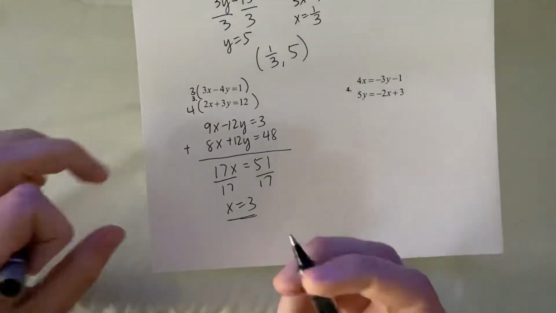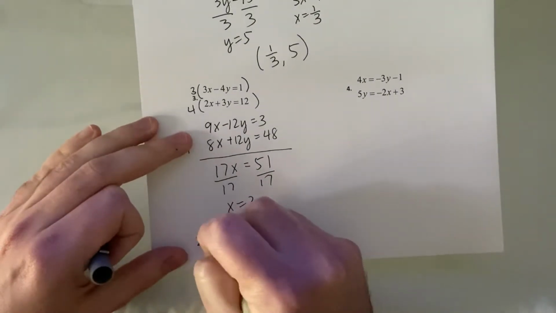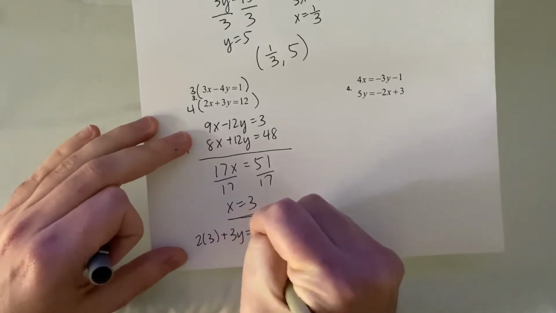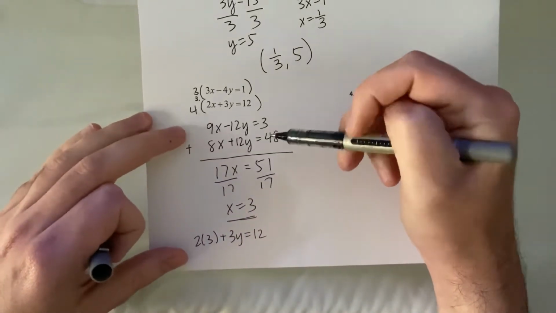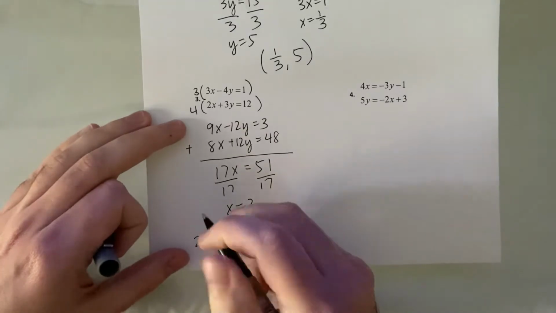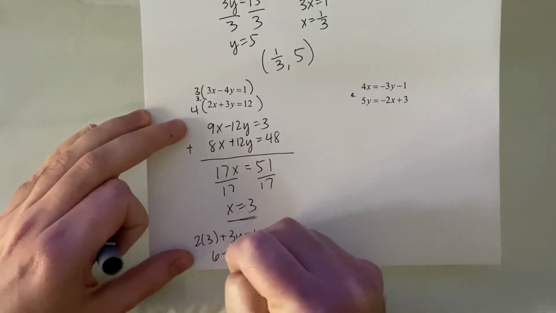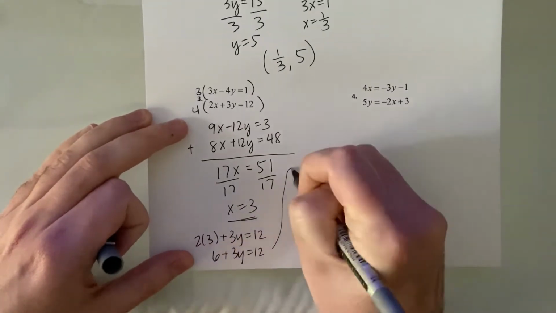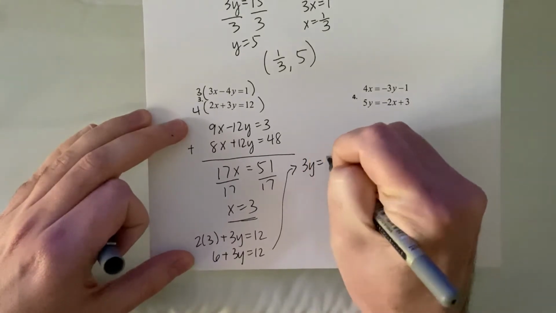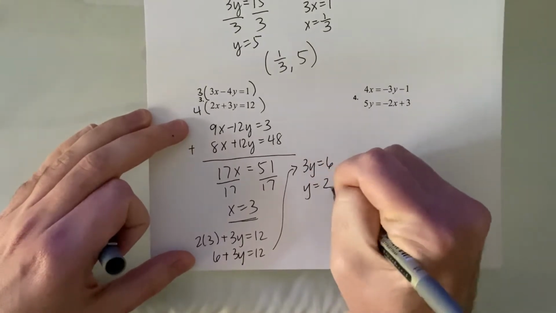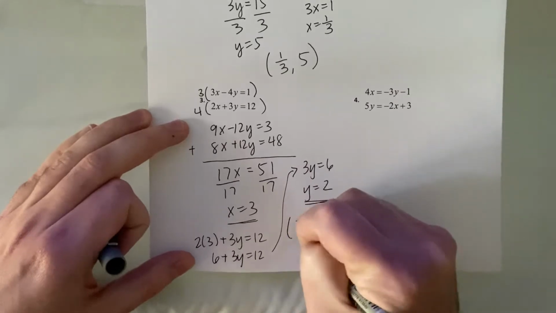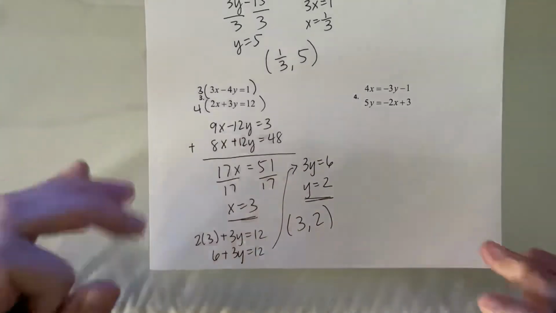And again, I still have to plug that back in. 2 times 3 plus 3y equals 12. I could use any equation. I usually choose the one with the addition when given the option. So 6 plus 3y equals 12. 3y equals 6. So y is 2. Which means my solution is 3, 2.